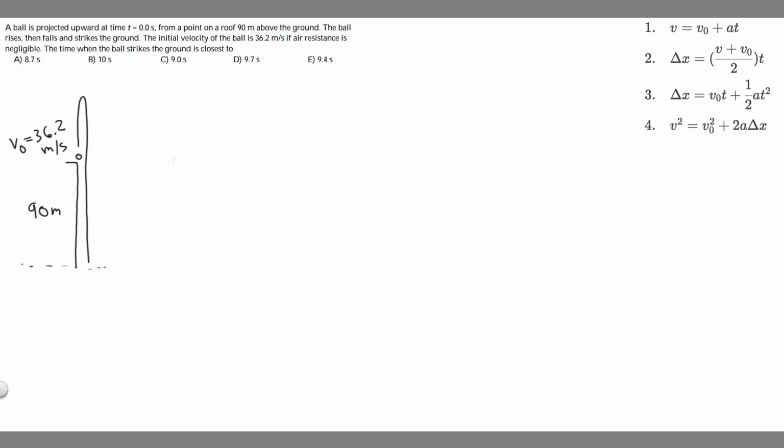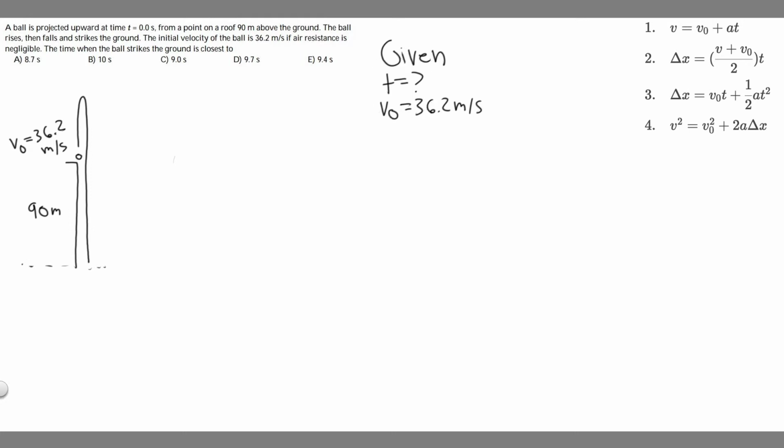So the way I like to solve these problems is just write down the givens. What are we given and what are we trying to find? We're trying to find the time, so time equals question mark because that's what we're solving for. And what variables are we given? We're given the initial velocity, v sub 0. We're told the speed at which it's launched, the initial velocity, which is 36.2 meters per second.